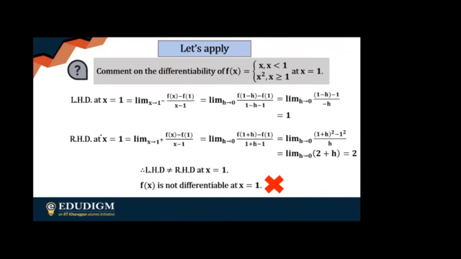But anyway, let's just see one thing. Okay. This is the left-hand derivative. And this is the right-hand derivative. Fair enough? So the left-hand derivative is 1 and the right-hand derivative is 2. Obviously, they're not equal. But let's just look at one thing very quickly. If you look at x less than 1, what is the differentiation? The differentiation is 1. And for this one, the differentiation is 2x.